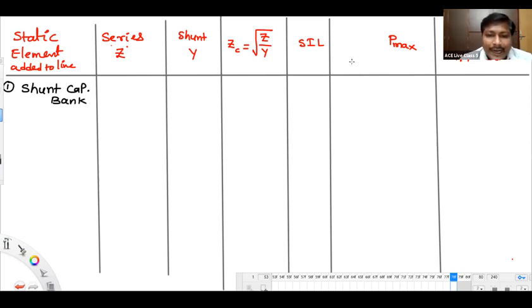Voltage boost means we are adding the delta VC, not adding. Voltage boost means voltage rise, Shiva. Voltage boost means it's the voltage rise. Okay, please tell me.